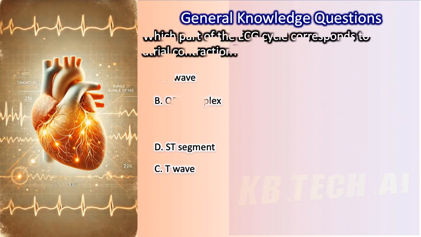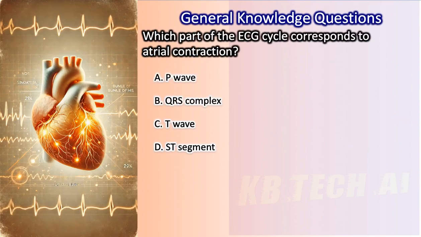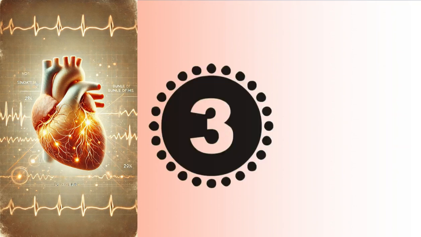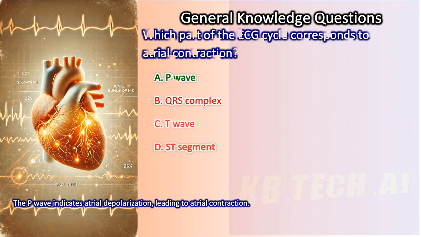Which part of the ECG cycle corresponds to atrial contraction? Option 1. P wave. Option 2. QRS complex. Option 3. T wave. Option 4. ST segment. The answer is option 1.